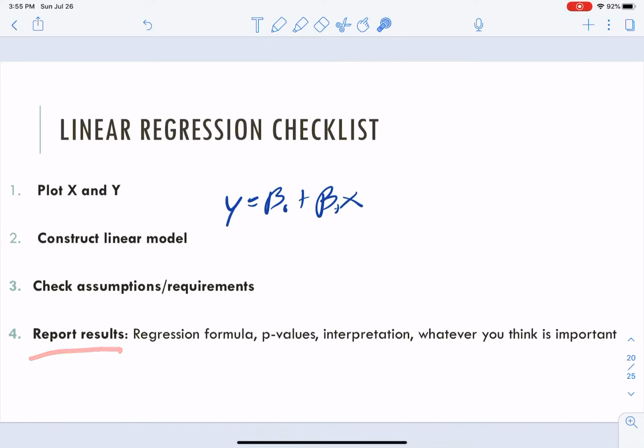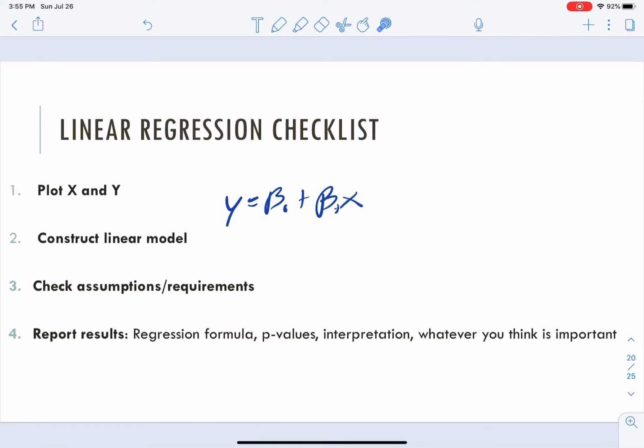And I will tell you during the test, which is this Thursday, and on the exam and everything, I'll ask for specific things. Okay, so in real life, you would more likely than not report this, and maybe something else. Sometimes you report that interpretive sentence, that for every 1 unit increase. Sometimes you do that, but not all the time in real life.